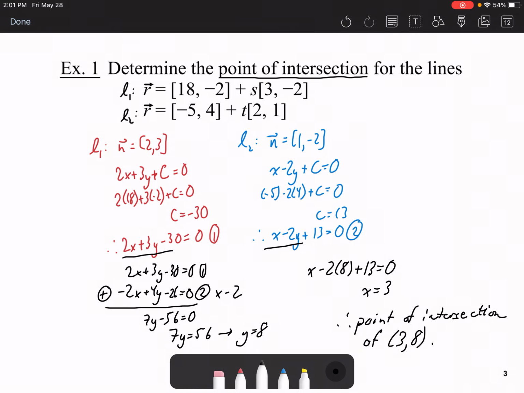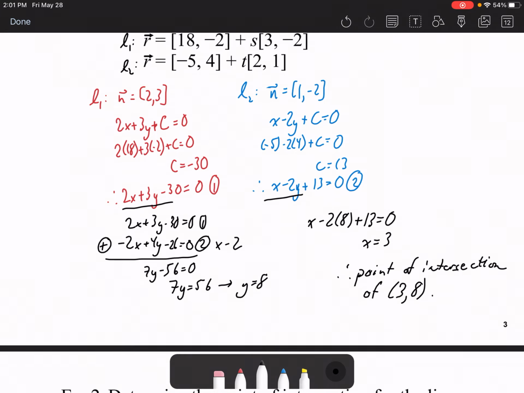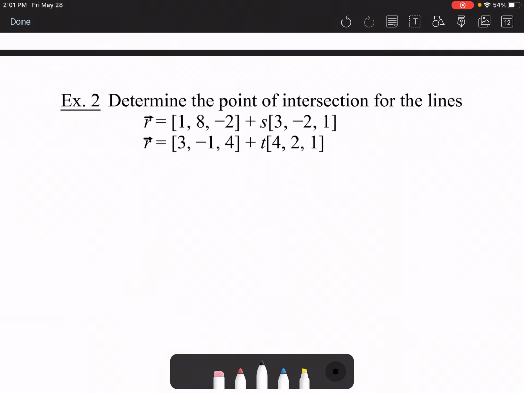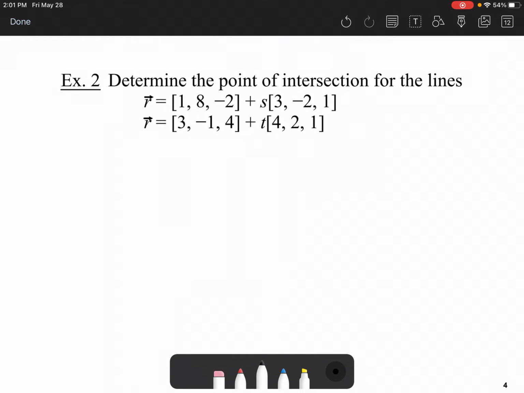Okay, so that's how you deal with it in two-dimensional space. Let's see in three-dimensional space. In this case, these two lines, you can notice the directional vectors are totally different. Since the directional vectors are totally different, this means you either have skew lines or you can have a point of intersection. So to do this, first take your lines and change them into parametric form.